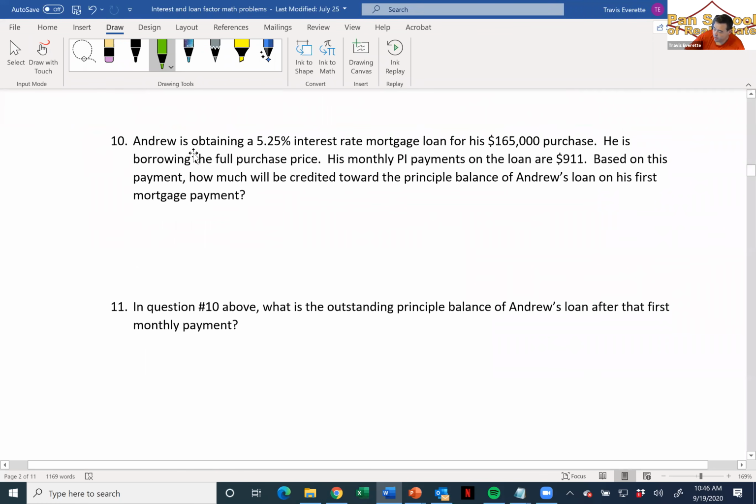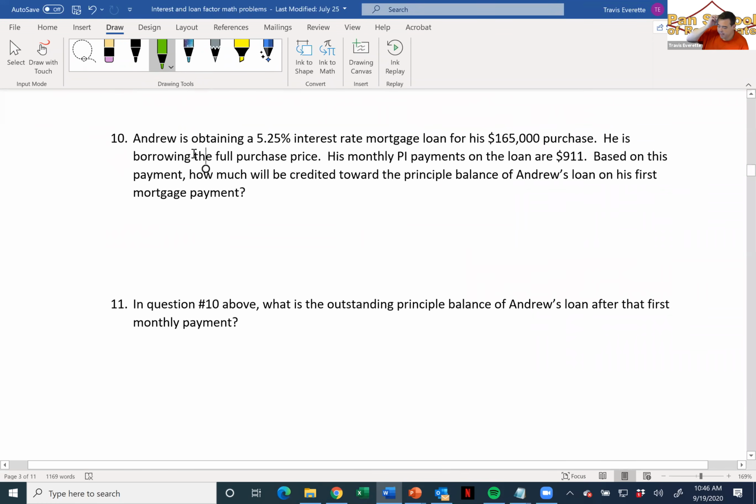Number 10 says Andrew's obtaining a 5.25% interest rate mortgage loan for his $165,000 purchase. He's borrowing the full purchase price. His monthly PI payments on the loan are $911. Based on this payment, how much will be credited toward the principal balance of Andrew's loan on his first mortgage payment?